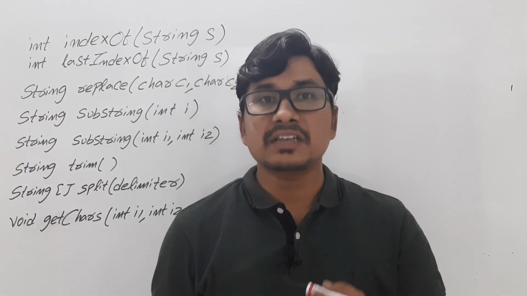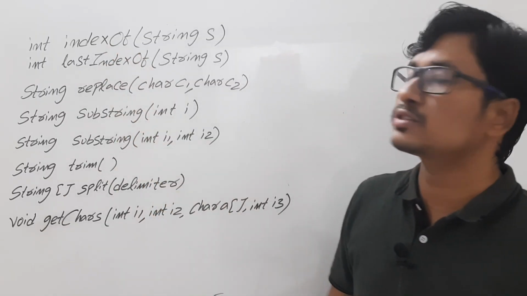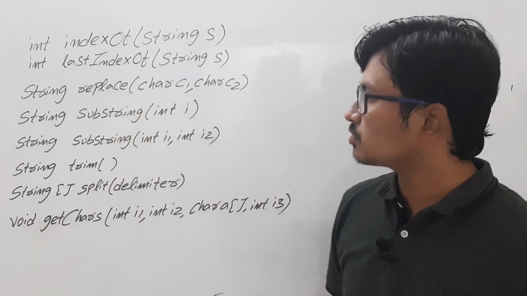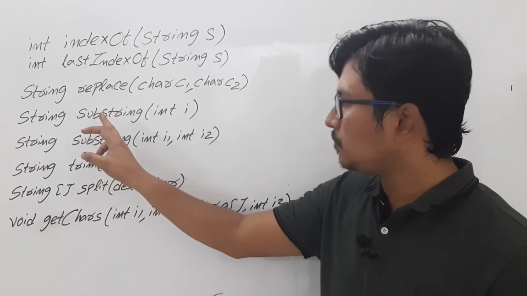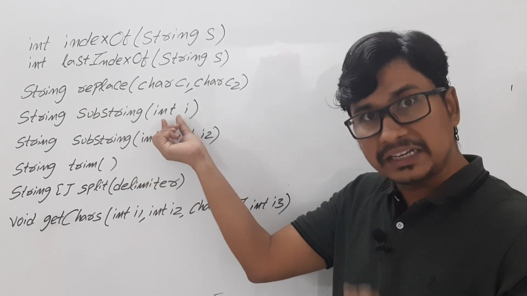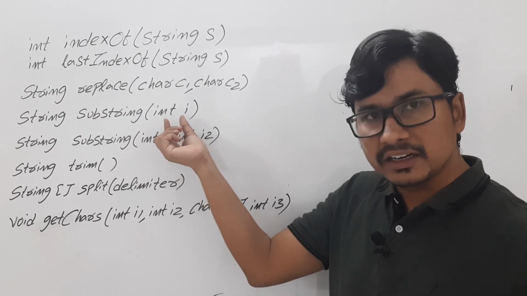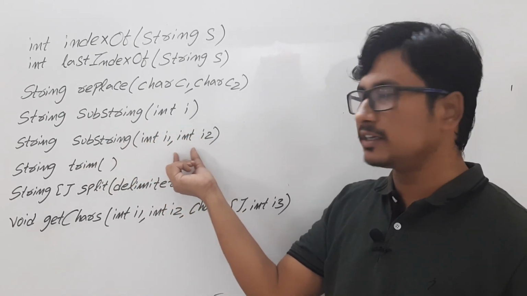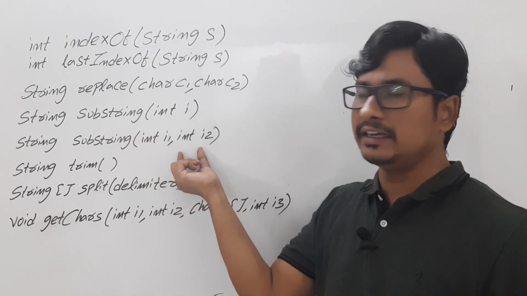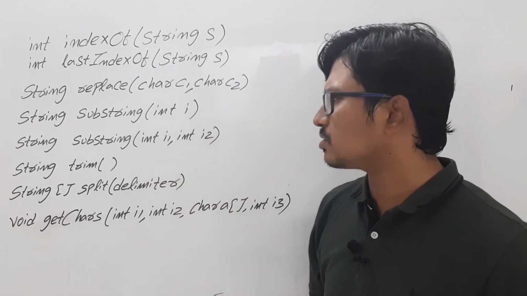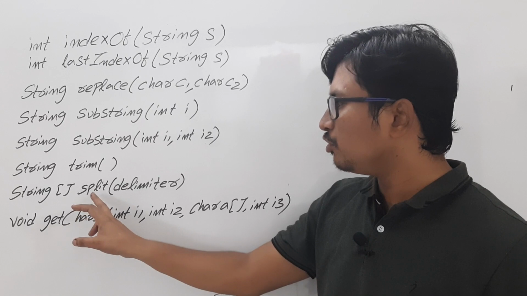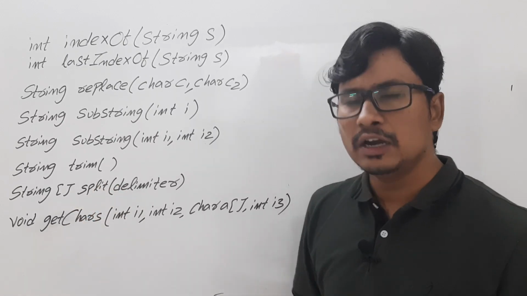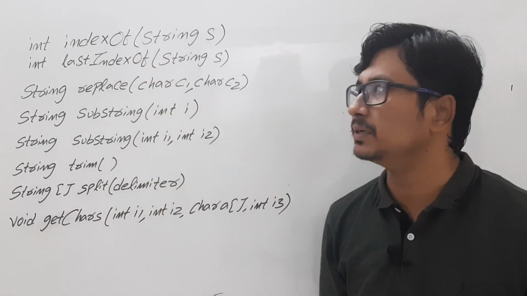Now let me discuss other methods such as indexOf, lastIndexOf, replace, substring from a particular index, or substring from a particular index to another index, starting from this index and ending, but excluding this one. We will discuss all these things. We have trim, we have split, getChars. Now let me discuss all these methods.